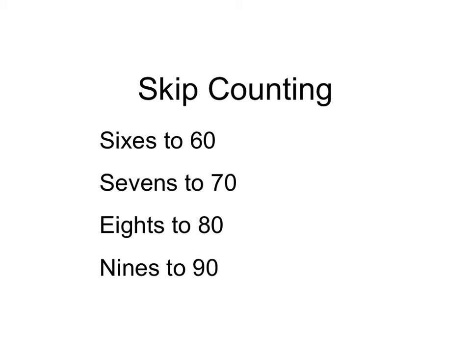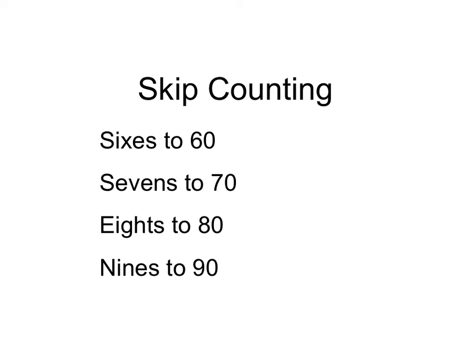6, 12, 18, 24, 30, 36, 42, 48, 54, 60. All right, and then let's go back down from 60. 60, 54, 48, 42, 36, 30, 24, 18, 12, 6. All right, did you stay with me?